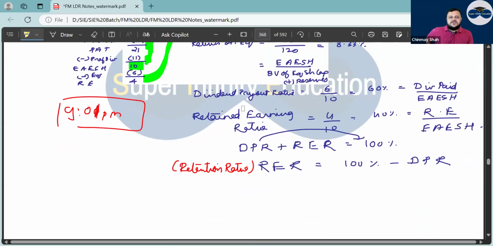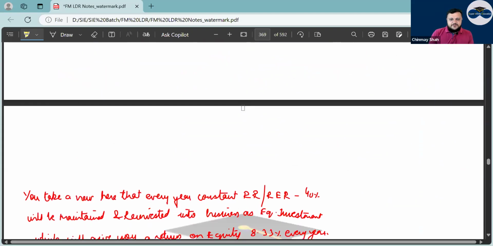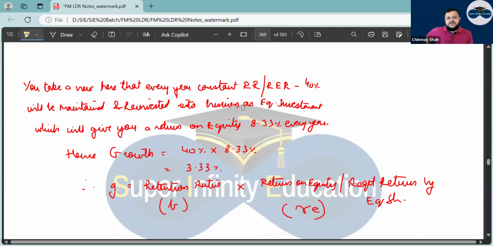So generally G is equal to b times r is the formula. You take a view that a constant retention ratio of 40% will be maintained every year and reinvested into the business as equity investment, which will give you a return on equity of 8.33. That is the reference from the above question. So your growth rate will be 40% times 8.333, which gives a growth rate of 3.63.